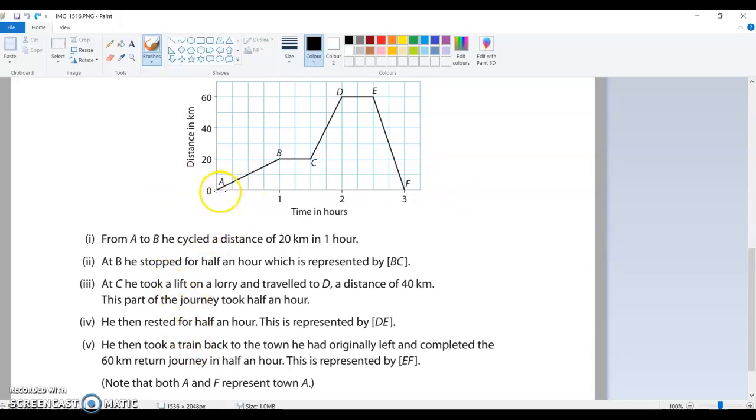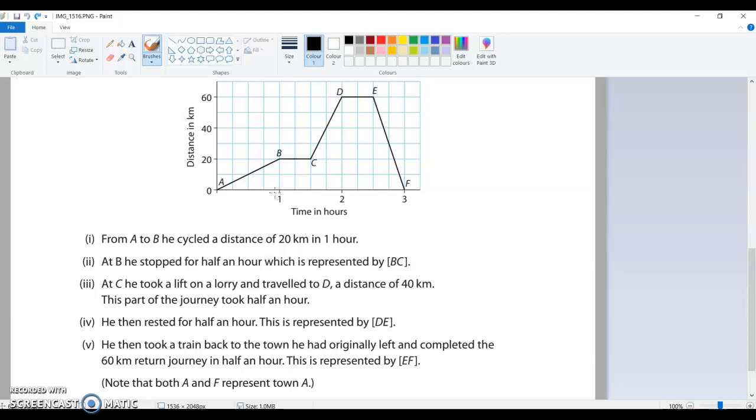So from point A to point B, that person goes from 0 kilometers to B, which is 20 kilometers. So they've traveled 20 kilometers, and on the x-axis they've gone from 0 hours to 1 hour. So that's A to B. And we're told down the bottom there that that's them cycling. If they've traveled 20 kilometers in 1 hour, they've gone 20 kilometers per hour. That should be straightforward enough.